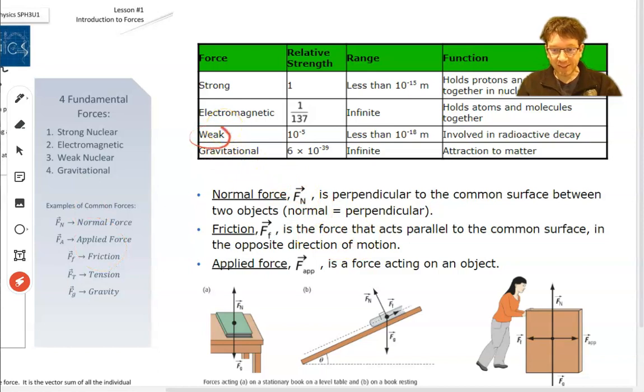Then we have the weak nuclear force. The weak nuclear force is weak compared to the strong and electromagnetic. And it is involved in radioactive decay, which we will talk more about in our next unit on energy. And lastly, our gravitational force is extremely weak. I mean, look at the order that it's to. 10 to the minus 39. So it's 39 orders of magnitude weaker than the strong force.